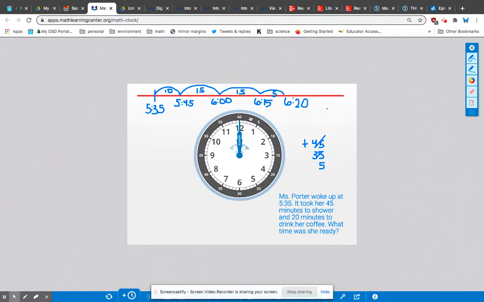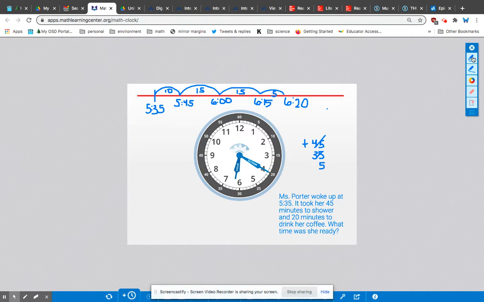So let me use the clock to check my work. So I'm going to start the clock at 5:35. Ooh, there's 5 o'clock. 5, 10, 15, 20, 25, 30. There's 5:35. Now I need to jump 45 minutes from 5:35. So I would do 5, 10, 15, 20, 25, 30, 35, 40, 45. Yep, I landed on 6:20.